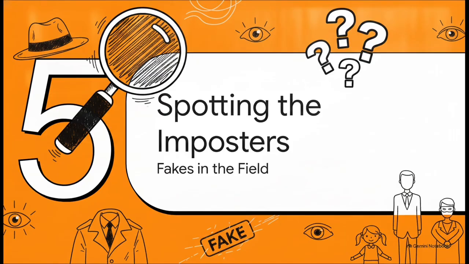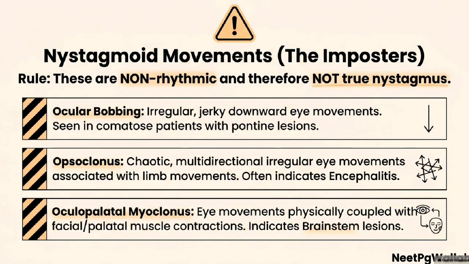Section 5. Spotting the imposters. Our detective toolkit is basically complete, but we have one major blind spot to address. It is absolutely critical to ask yourself, if you see a patient's eyes shaking in the clinic, is it guaranteed to be true nystagmus? The answer is a resounding no.